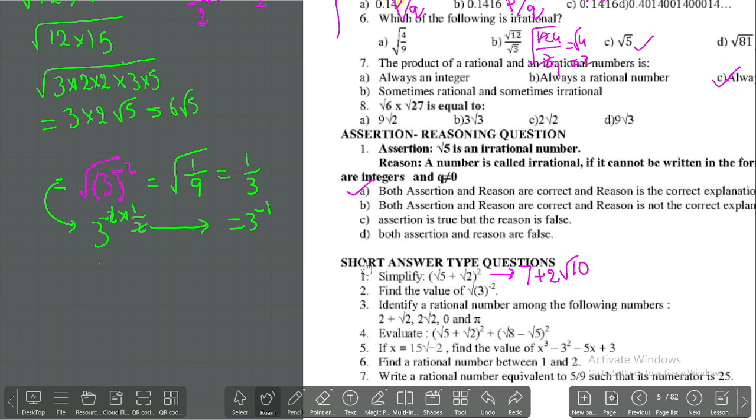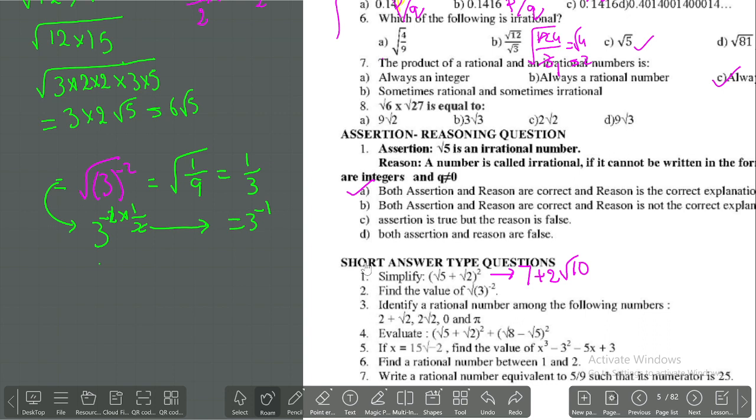Next, the other numbers are irrational numbers. Why? Because root 2 is irrational. Again root 2 is irrational. Product of irrational numbers is also irrational. Sum of irrational numbers is also an irrational number only. Pi is already a known irrational number. Then 0 alone is a rational number.